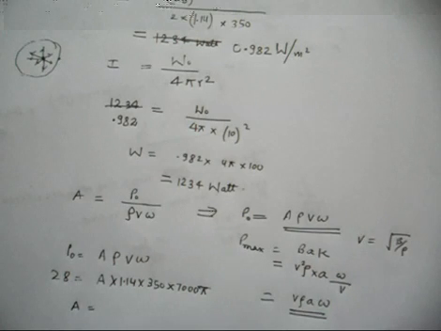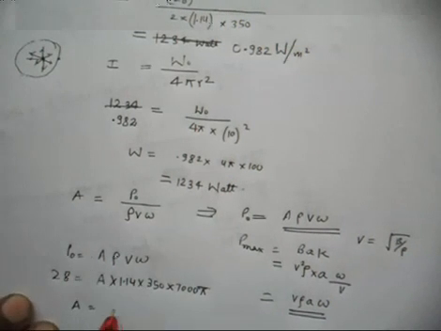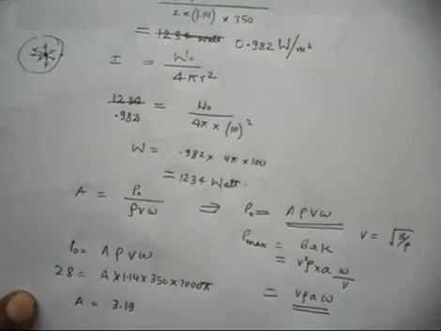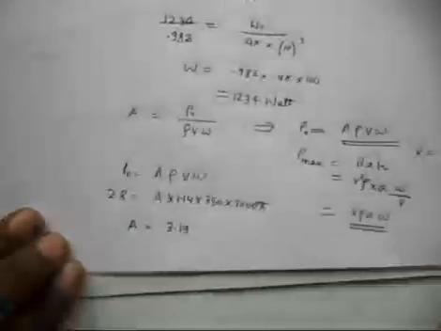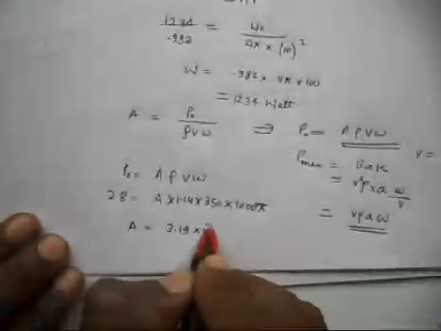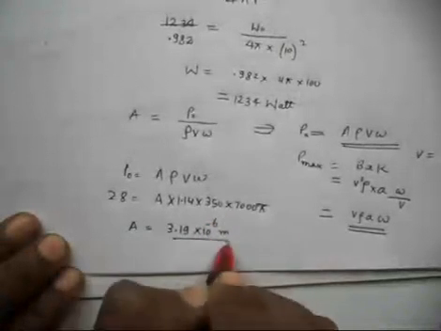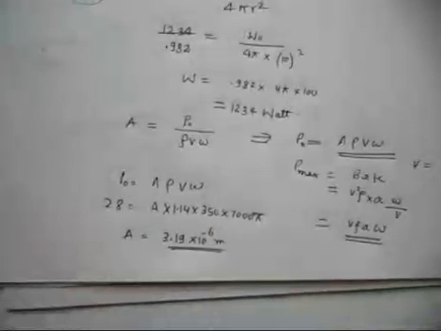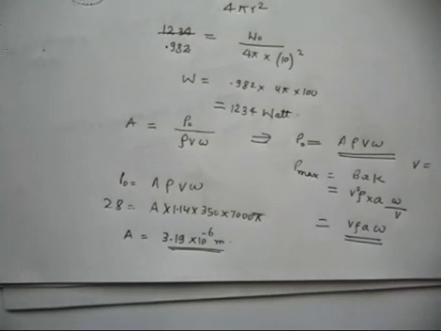So the amplitude comes out to be 3.19 into 10 to the power minus 6 meters. So this amplitude is so small. This is a very small amplitude. This is the amplitude of the wave that is received by the person.